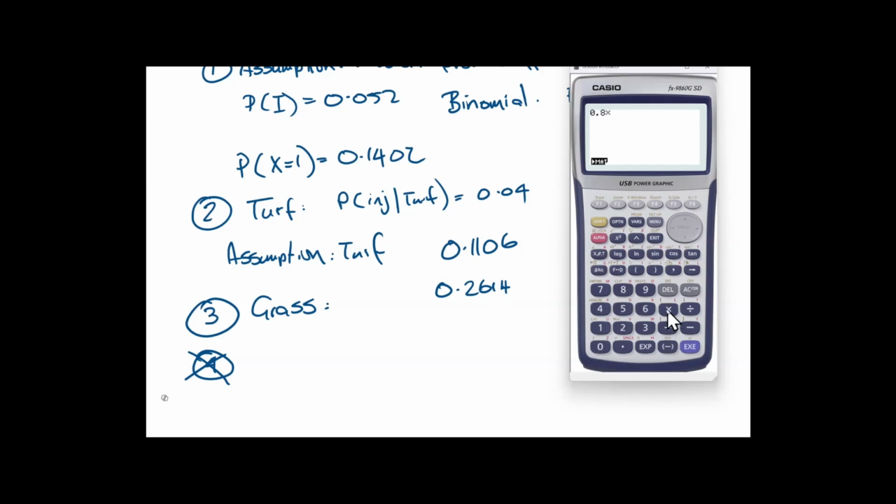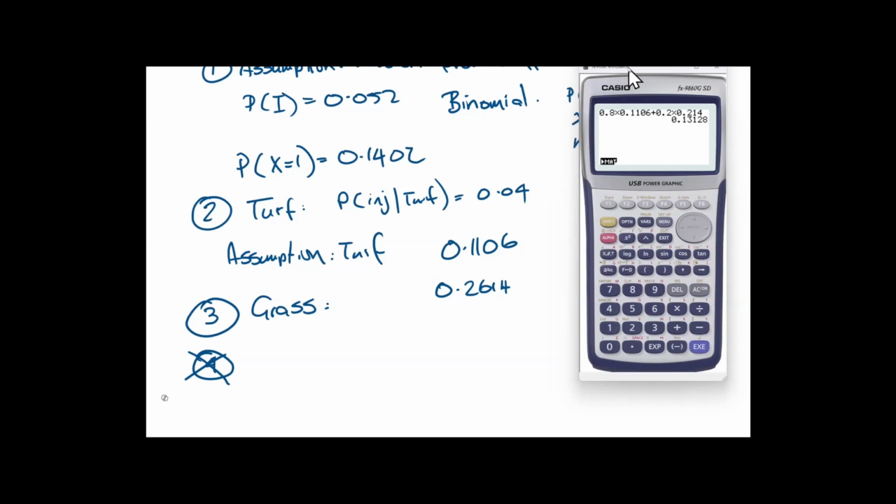So 0.8 times 0.1106 plus 0.2 times 0.2614, that gives 0.1313. You wouldn't get any extra marks for that, but that's another option that you have, that this selects.